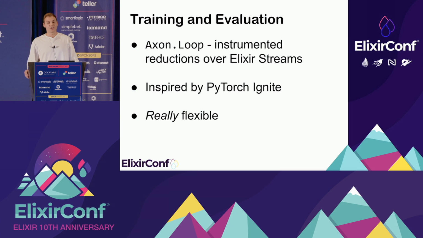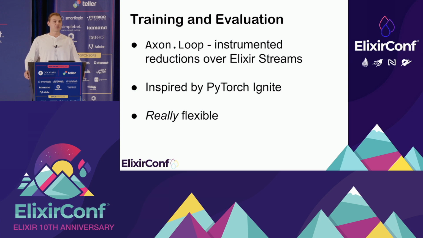The final portion of Axon's API is the training and evaluation API. Really, this doesn't actually just touch training and evaluation. The Axon loop module is very general. I call it instrumented reductions over Elixir streams, which really just means we're using reduce under the hood. It's something that's really, really general.